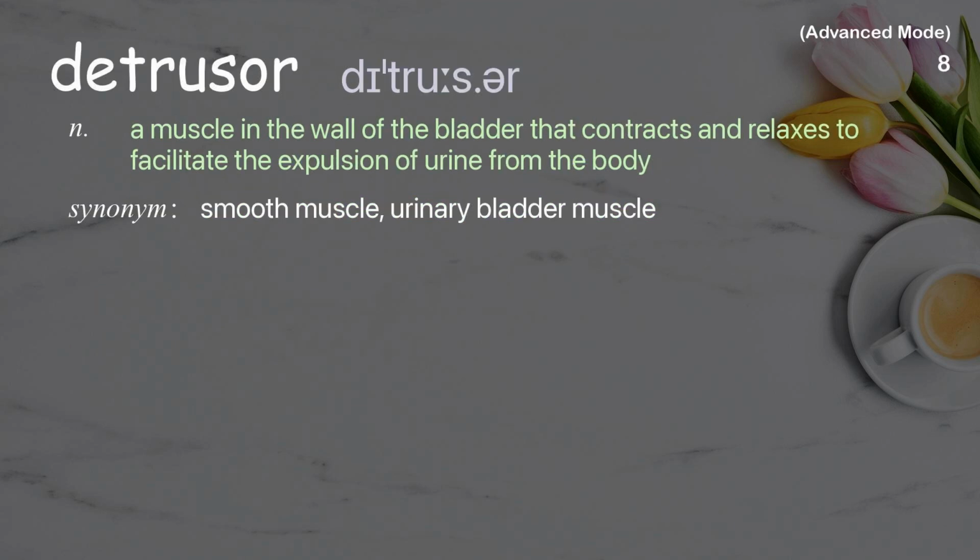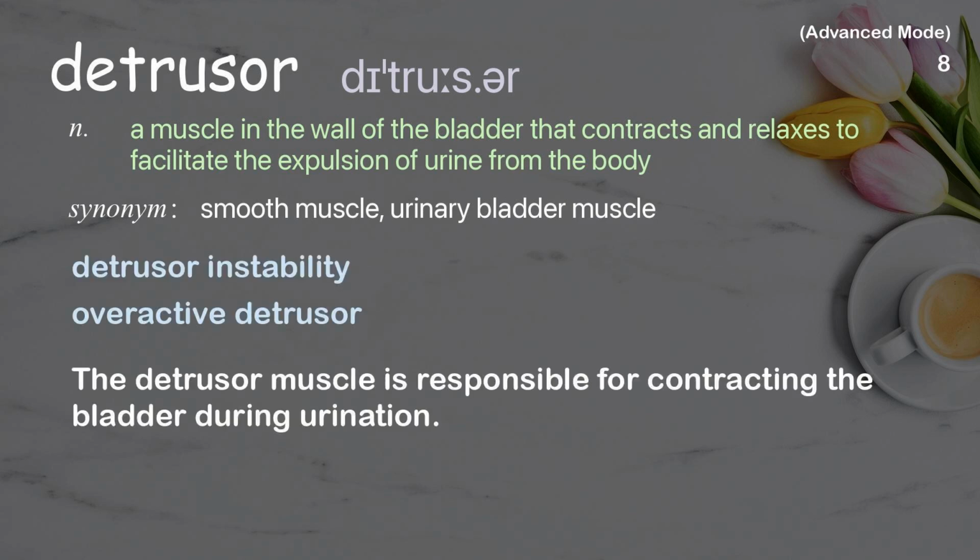Detrusor. A muscle in the wall of the bladder that contracts and relaxes to facilitate the expulsion of urine from the body. Examples: Detrusor instability. Overactive detrusor. The detrusor muscle is responsible for contracting the bladder during urination.